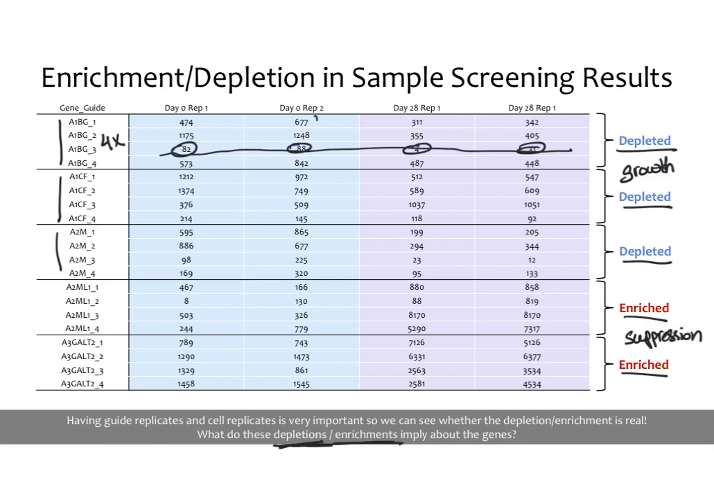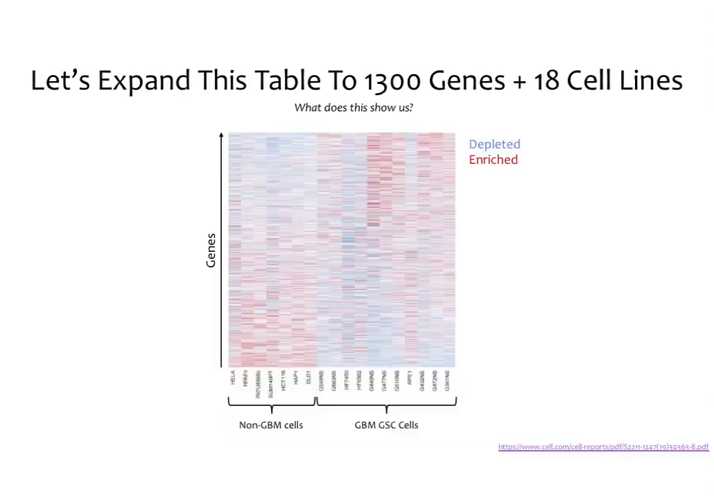If we take our depletion and our enrichment, we said depleted is blue here and enriched is red. And we expand this. So now instead of it being 5 genes in 1 cell line, we're talking about 1,300 genes in 18 cell lines. So these are our genes here, 1,300 genes, and this is 18 different cell lines. This is from a paper in Cell that did some really impressive work looking at 18 different cell lines, comparing glioma stem cells and neural stem cells in non-GBM cell lines to understand which genes are important for growth. It's really quite an undertaking to do this many cell lines for a CRISPR screen.